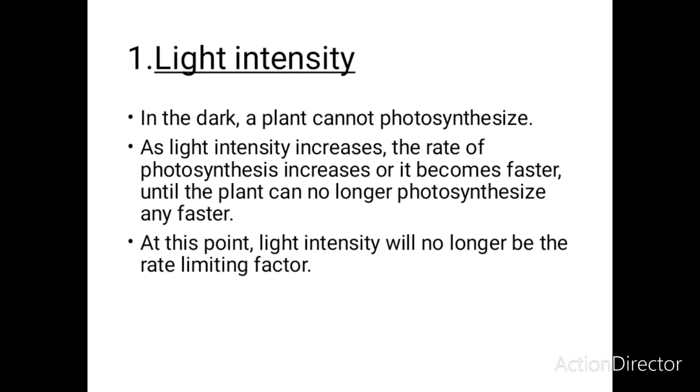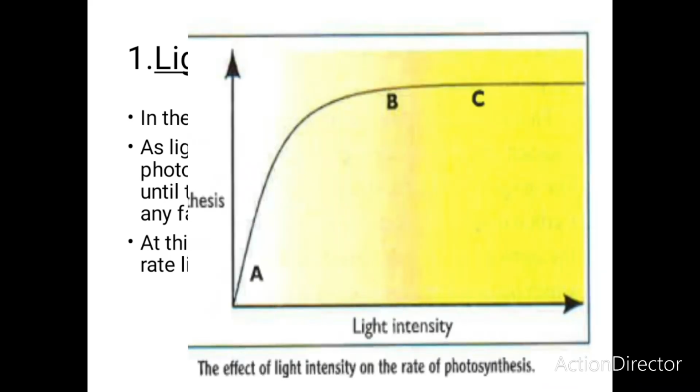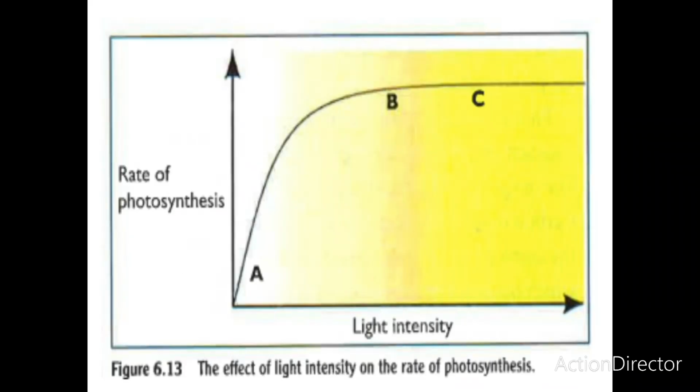So in the dark, a plant cannot photosynthesize. And as light intensity increases, the rate of photosynthesis also increases, or it becomes faster. So it increases until a plant can no longer photosynthesize any faster. And at this point, light intensity will no longer be the rate limiting factor. So this diagram illustrates what I was trying to explain.